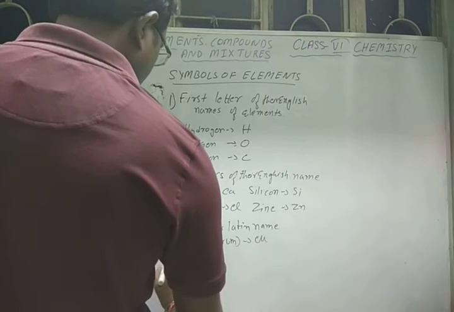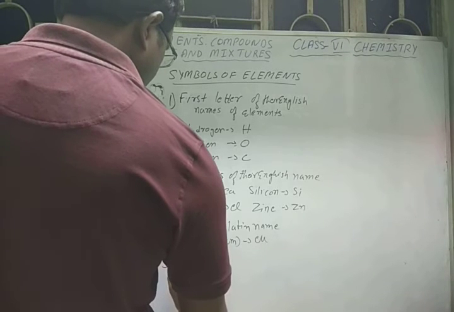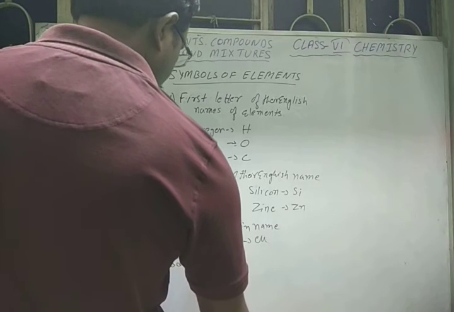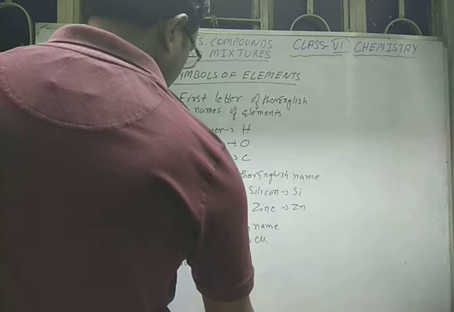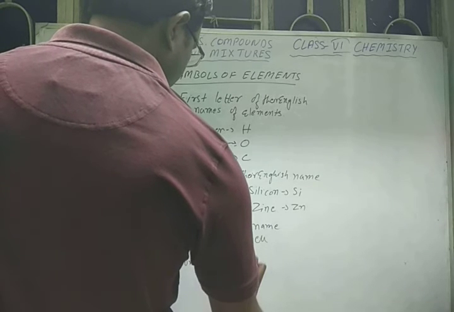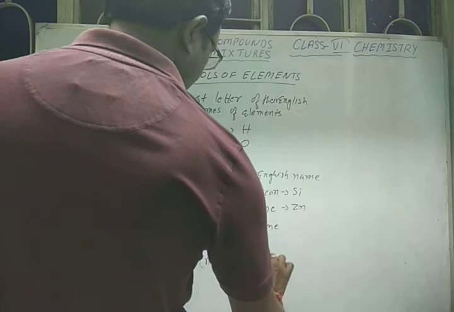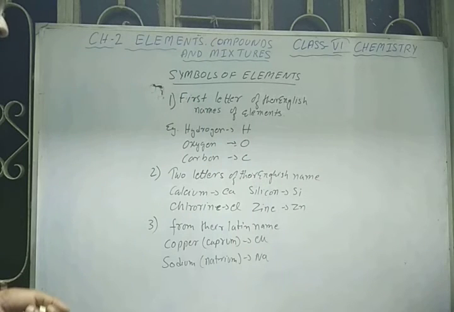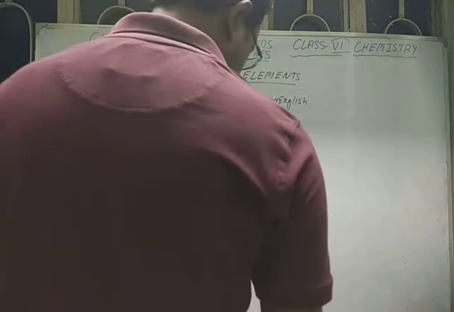Similarly, if I write sodium, its Latin name is natrium. So the symbol is Na. So with the Latin name, we can see so many elements are given as the symbols. So you can have this chart in your book.